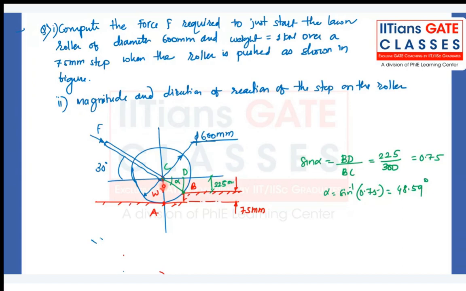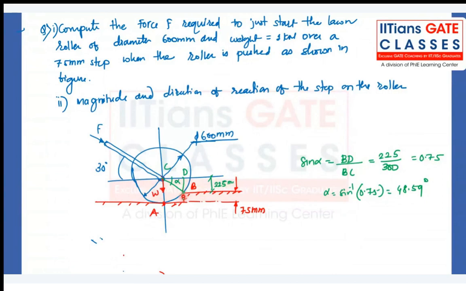So you should think of the ways which can make it, let's say, a little bit simpler. Okay, fine. I'll explain this problem once again. What they're asking here is this force F required to just start moving the lawn roller of this diameter 600 mm and weight 1 kilonewton over a step of this 75.